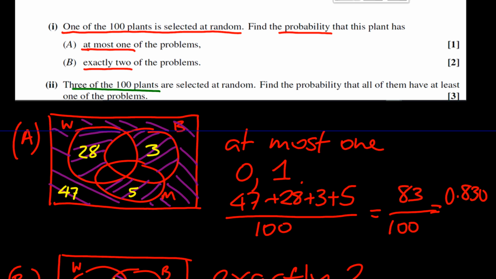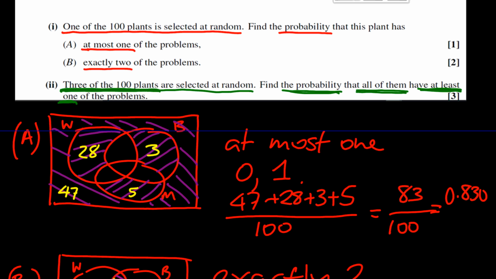There are 3 of the 100 plants selected at random. Find the probability that all of them have at least one problem. Now, there are 2 parts to this question. If we cut it up into smaller, simpler chunks, first they've asked us to find the probability that a plant has at least one of the problems. But the second part is that we're selecting 3 plants.